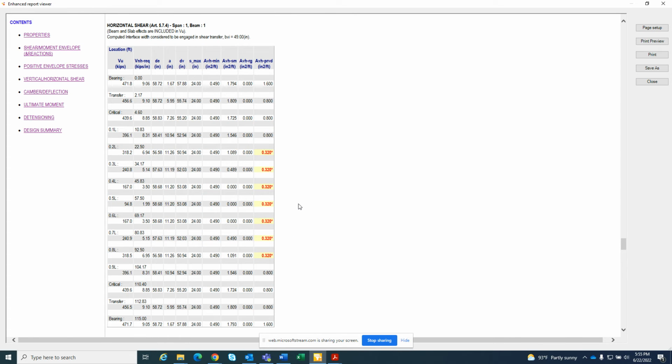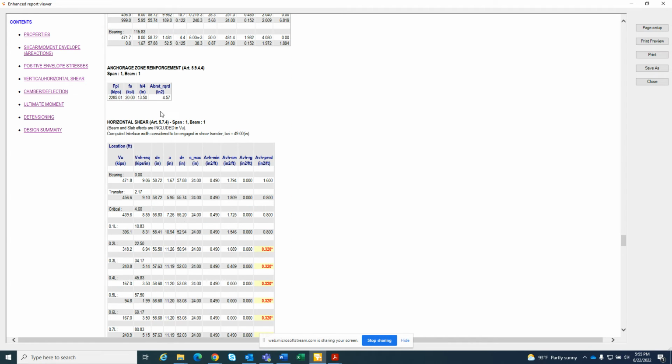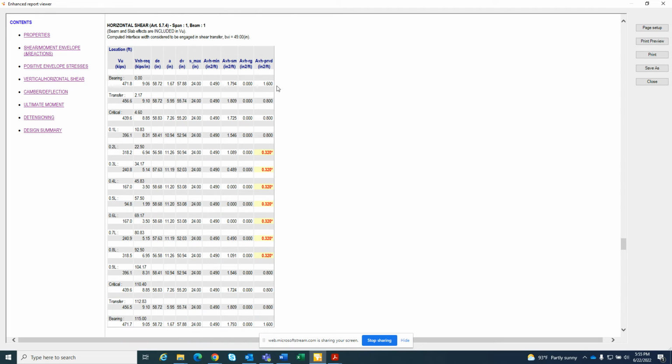Alright, this is where we are stuck. So vertical shear reinforcement is good. We don't have any issues with that. All clear. So the problem comes here is horizontal shear. So the horizontal shear, although you're doing this for the reference surface.